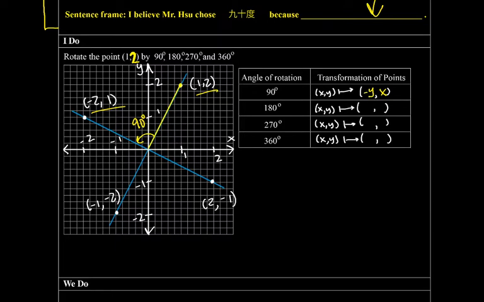So now let's see what happens if we go 180 degrees. So original is 1, 2, then we'll get -1, -2. So it's still x, y, but now they're both negative. And now let's check what happens when we go 270. So we have 2, -1. So the x and the y switch again. This time, the x turns negative. And for x, y, when we go 360, they just stay the same.